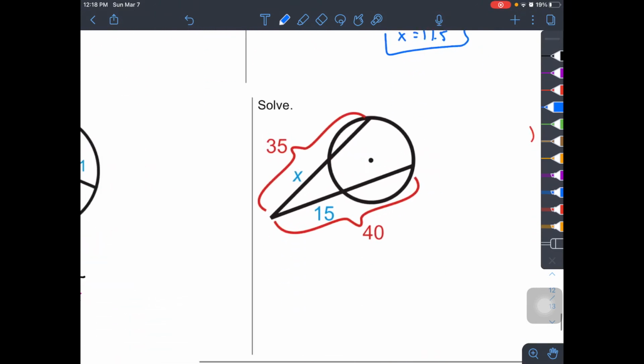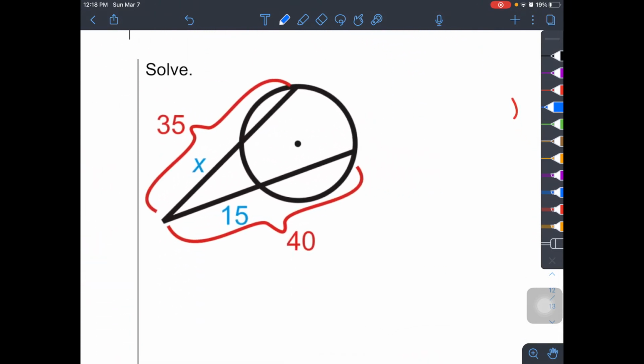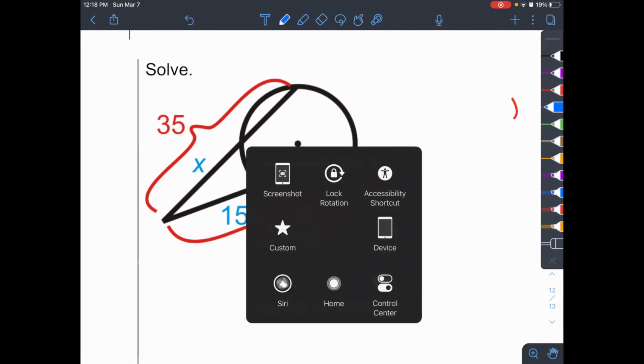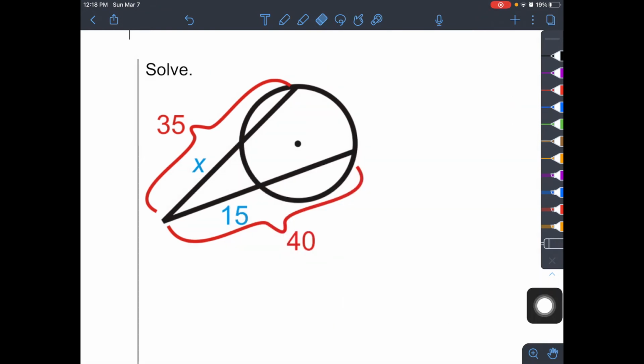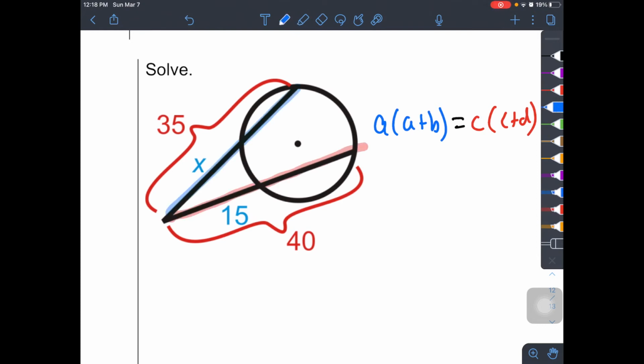Let's take a look at this one next. So again, this is two secants, so that means we're going to use the secant formulas to set up proportionality. Highlight our secant. So here's one secant, here's the other secant. Label. So here's A and B, C and D, and then substitute accordingly.